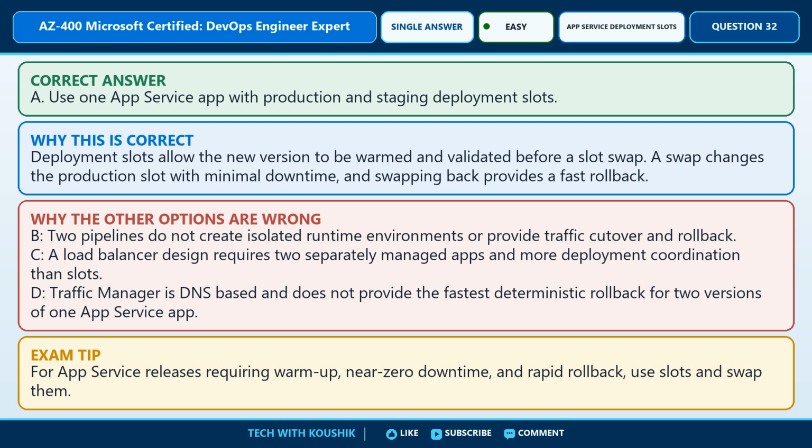Why are the other options not correct? B. Two pipelines do not create isolated runtime environments or provide traffic cutover and rollback. C. A load balancer design requires two separately managed apps and more deployment coordination than slots. D. Traffic Manager is DNS-based and does not provide the fastest deterministic rollback for two versions of one App Service app. Exam tip: for App Service releases requiring warm-up, near-zero downtime, and rapid rollback, use slots and swap them.